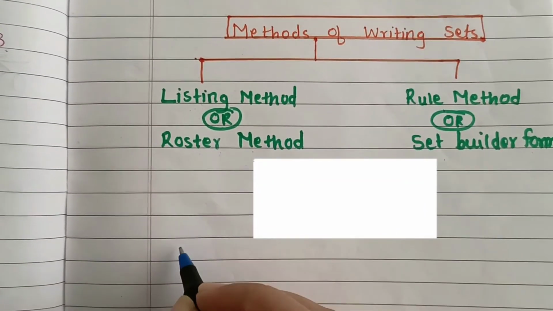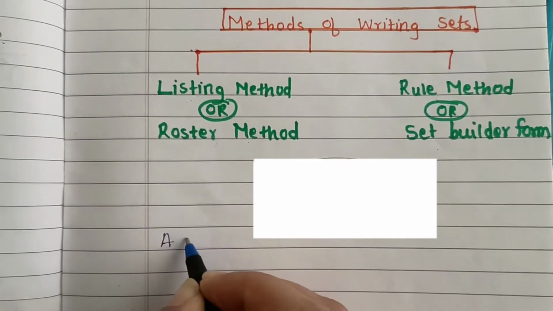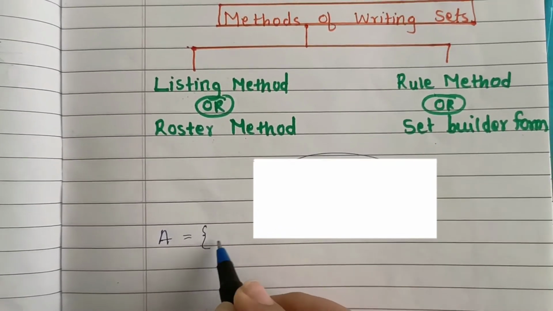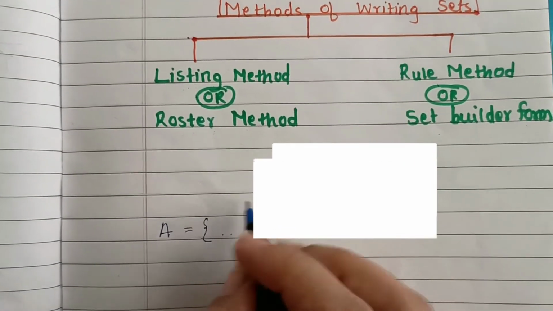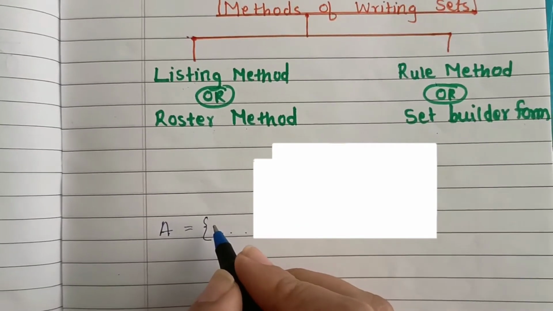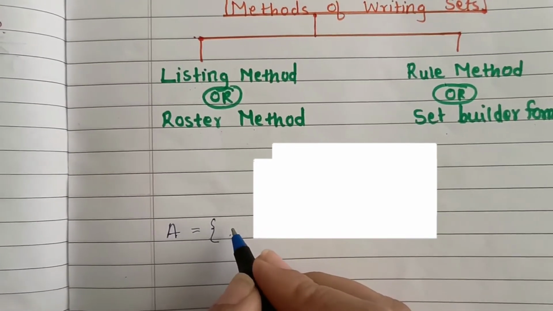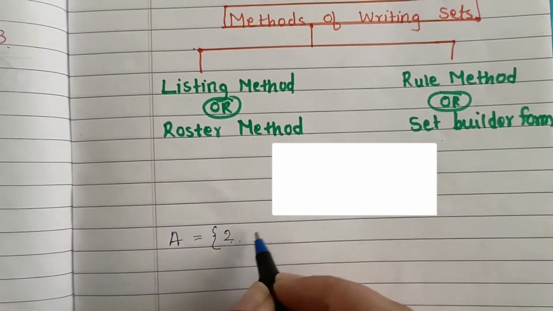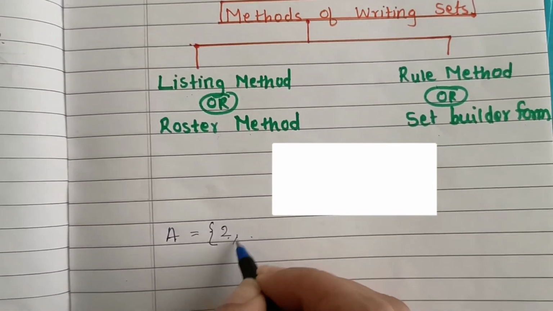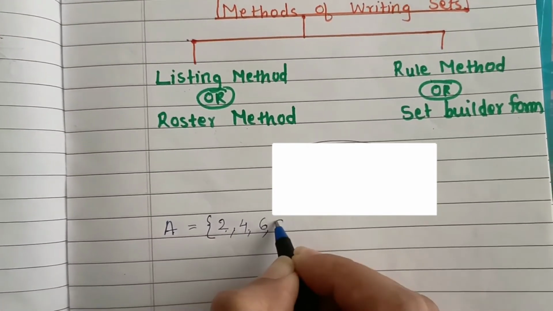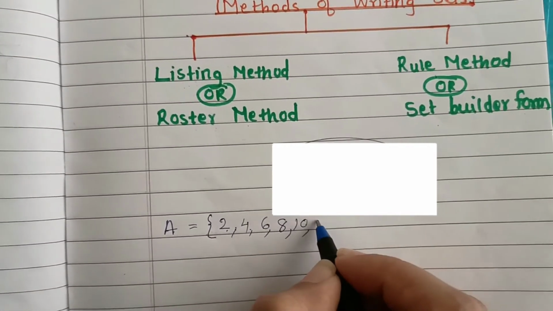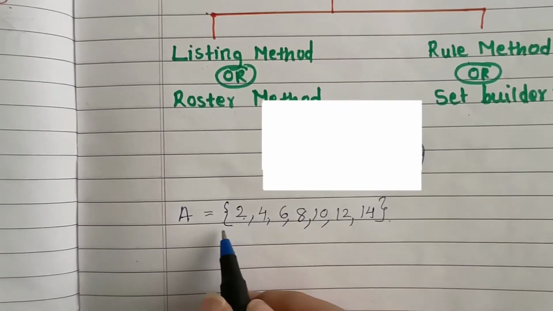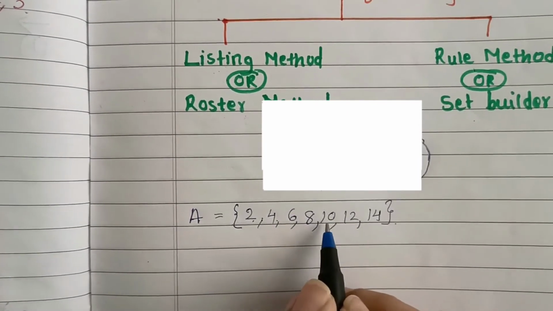Say for example, I'll write down over here a set A in which we have set of even natural number less than 15. So what are the even natural number less than 15? Which are even also and natural also. So even number starts from 2 and it should be even and less than 15. So 2, 4, 6, 8, 10, 12, 14. So that's it. These are the set of even natural number less than 15.